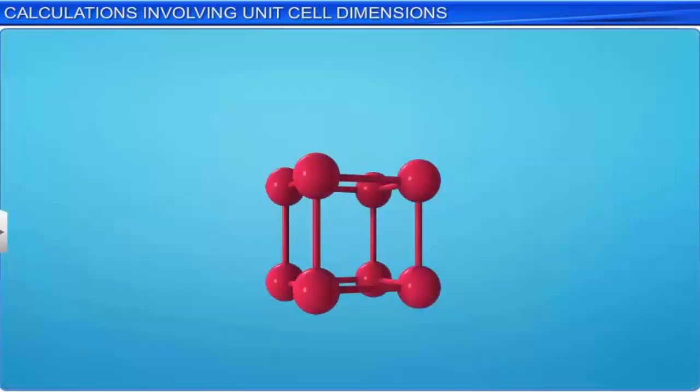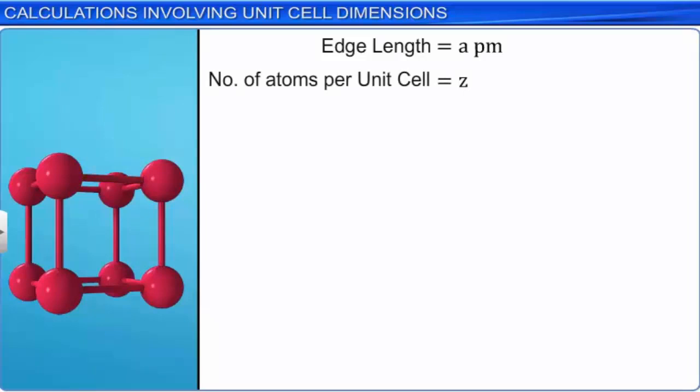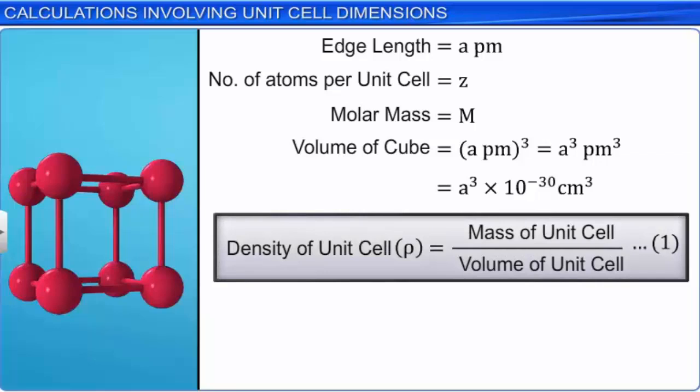Consider a cubic system with edge length A picometers, number of atoms per unit cell Z, and molar mass m. The volume of a cube is equal to A cube picometer cube, which is equal to A cube into 10 to the power minus 30 centimeter cube. You already know that density of a unit cell, ρ, is equal to mass of the unit cell divided by volume of the unit cell. Let this be equation 1.